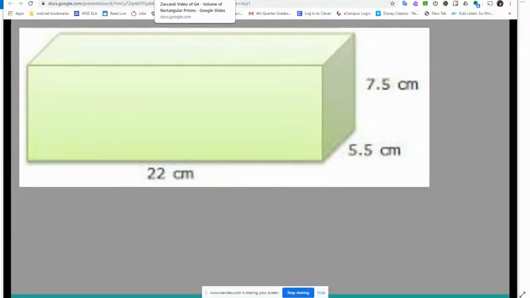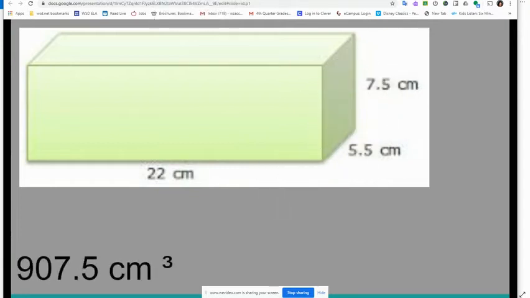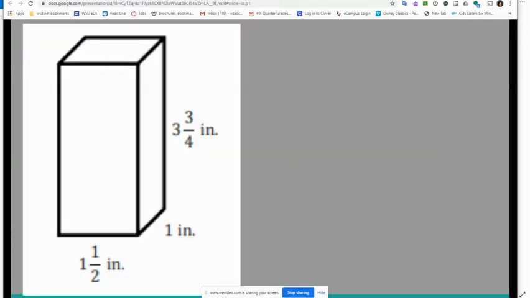So in these two, if you multiply these two together first, you would count 1, 2, and move the decimal from the right to the left 2 spots. Then that answer would be multiplied by the 22. Okay, let's see what you get. Pause the video and let's see if our answers match. So if you got 907.5 centimeters cubed, you got the correct answer.